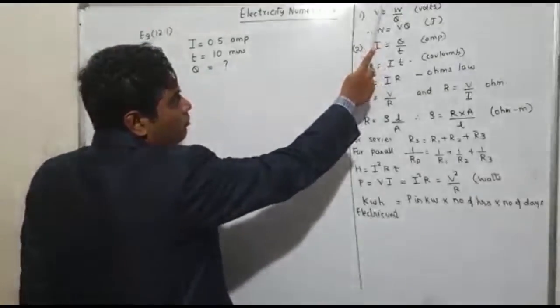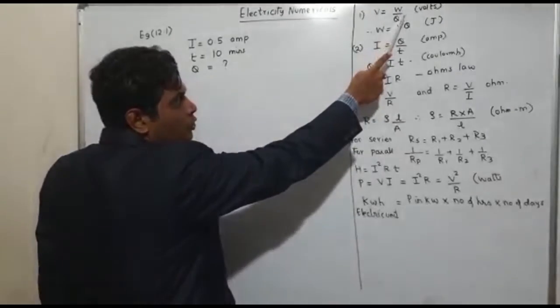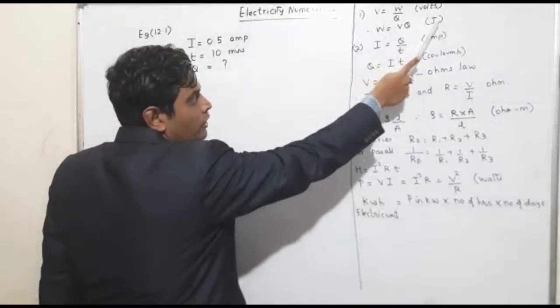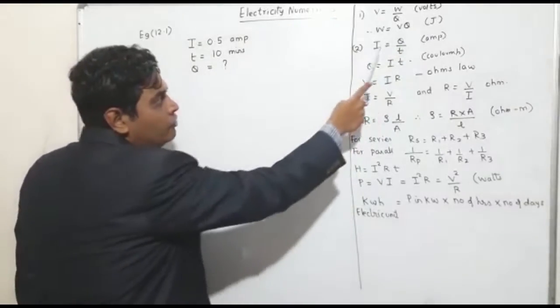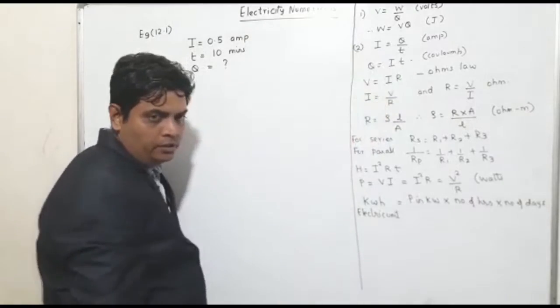V is equal to, for potential difference or PD, V is equal to W upon Q, unit will be volts. So you get W is equal to V into Q, unit will be joules. I is equal to Q upon T. So Q is equal to I into T.